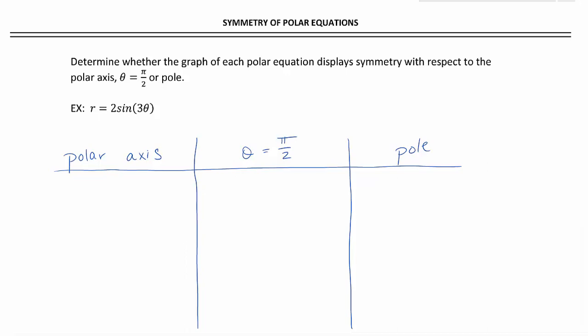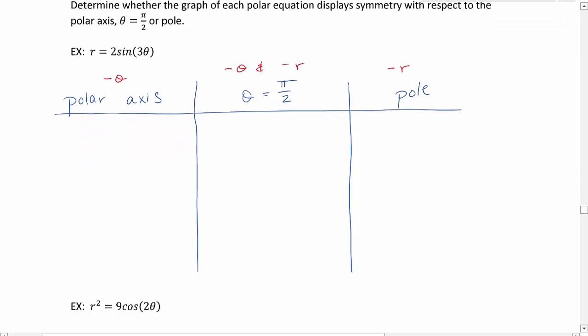For polar axis, the test is to replace theta with negative theta. For theta equals pi over 2, this is where we're replacing both. And for the pole, we're just replacing r with negative r. And I like to write that at the top too, just to remind myself of what I'm doing, especially when I'm first learning something. All right, so let's plug in. r equals 2 sine of 3 times negative theta.